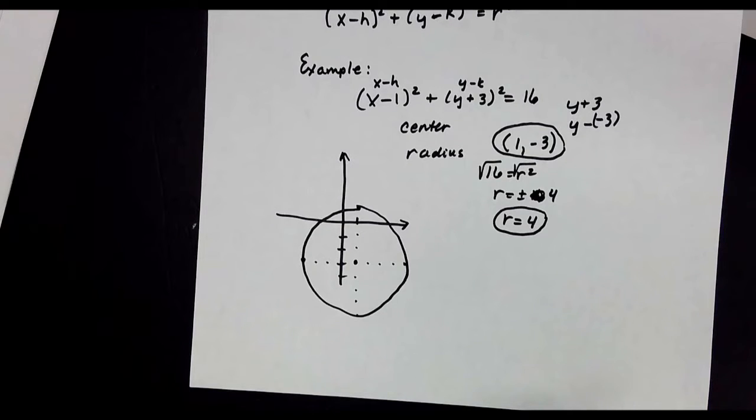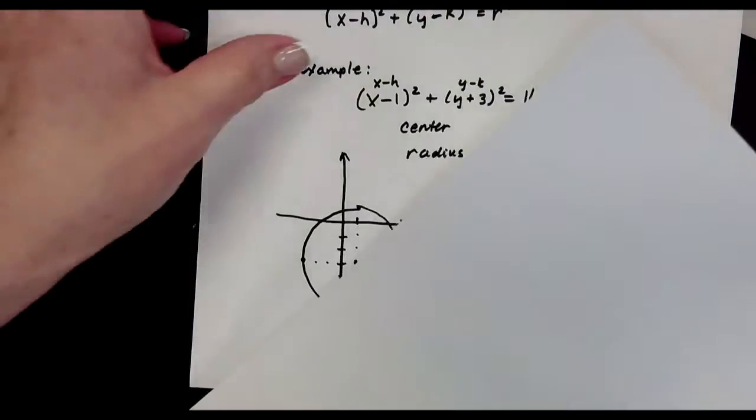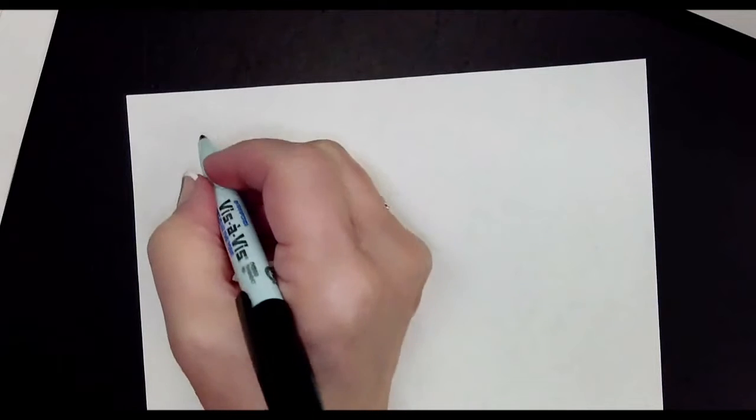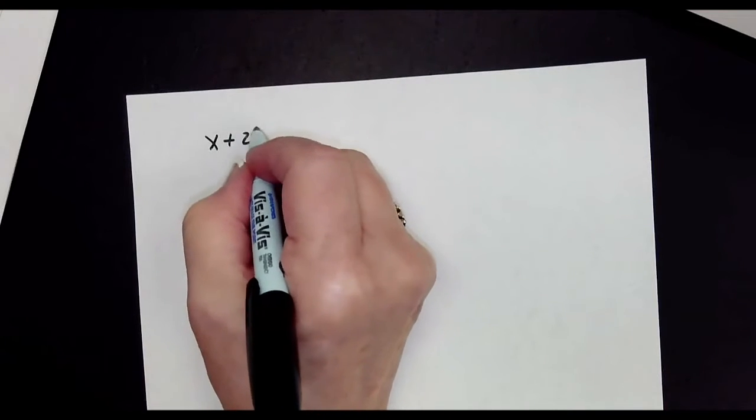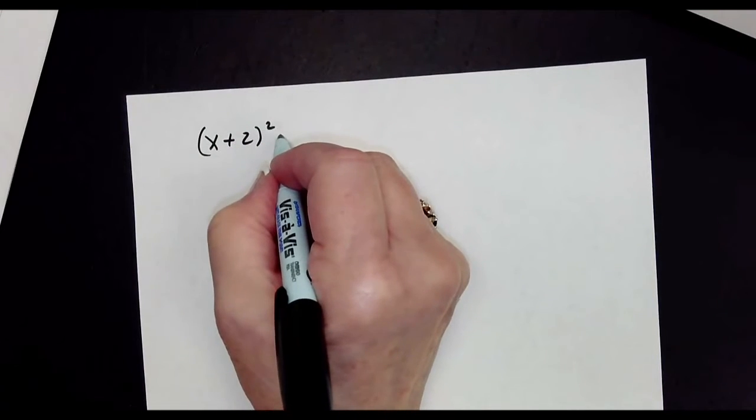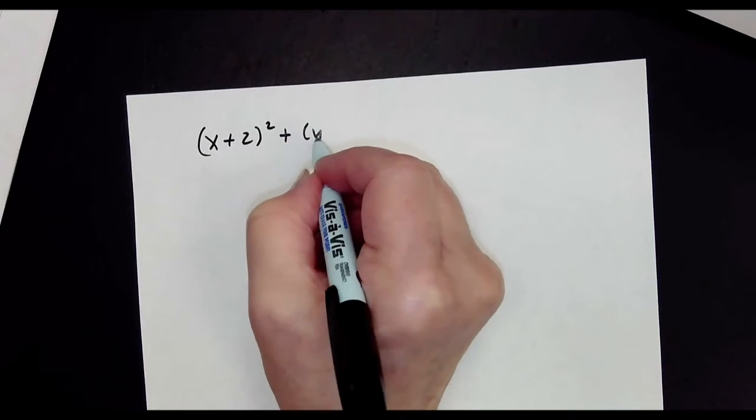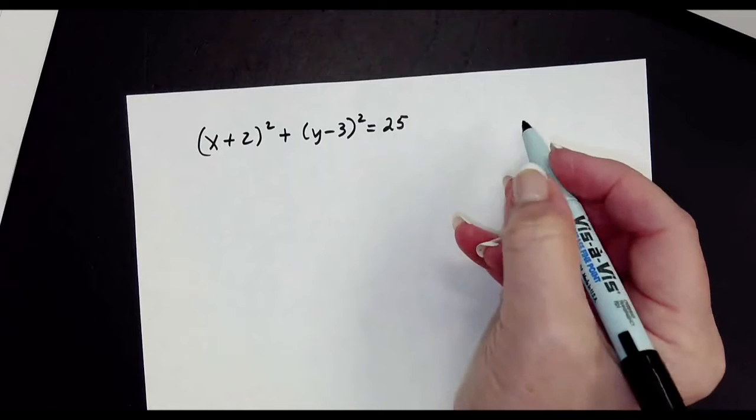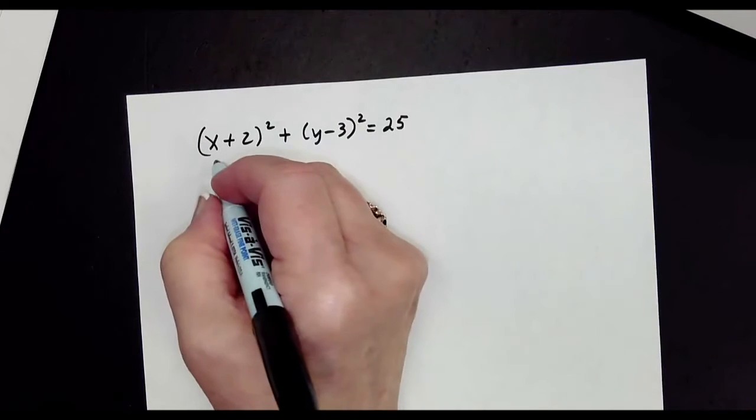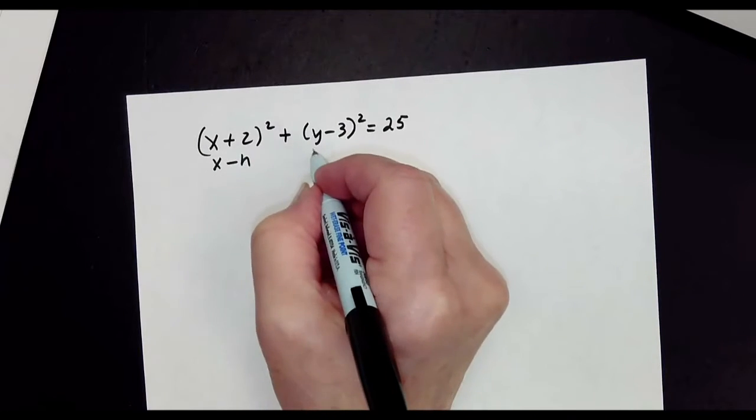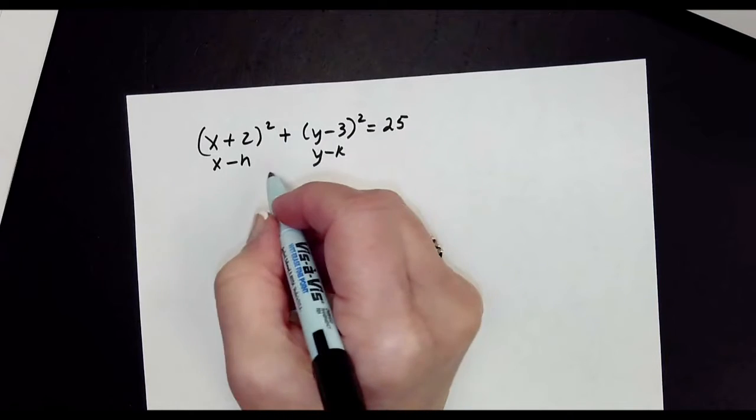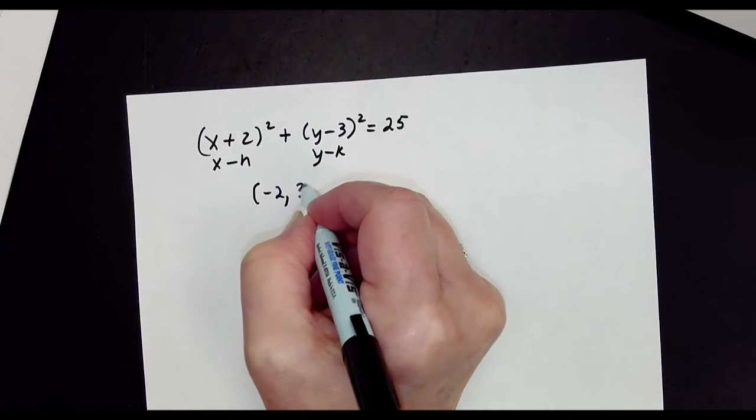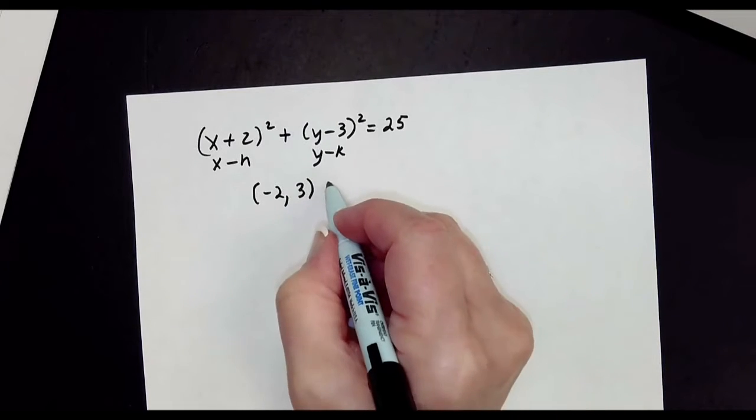All right, let's try another one. If I give you (x plus 2) squared plus (y minus 3) squared equals 25, and I want to know what my center and my radius are. Again, I would line it up, x minus h, y minus k. So this is the opposite, right? So we're going to have negative 2, 3 for my h and my k, for my center.